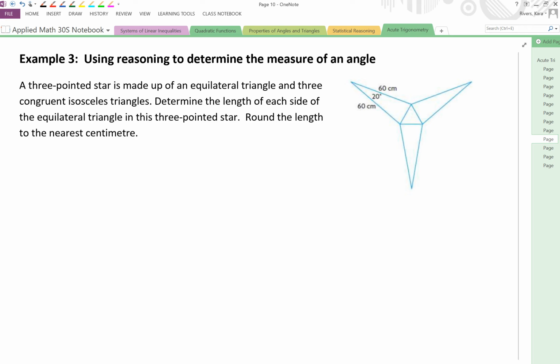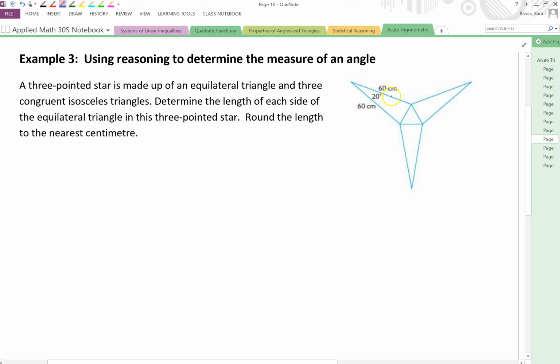Three, so we've got three of them. Congruent, math word for saying equal when we're talking about our angles and our sides. So congruent isosceles triangles, meaning two sides are the same, two angles are the same. Determine the length of each side of the equilateral triangle in this three-pointed star. So now we've got equilateral triangle saying all three are the same. Round the length to the nearest centimeter.